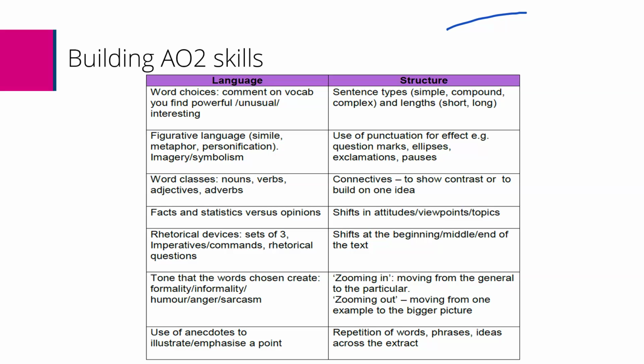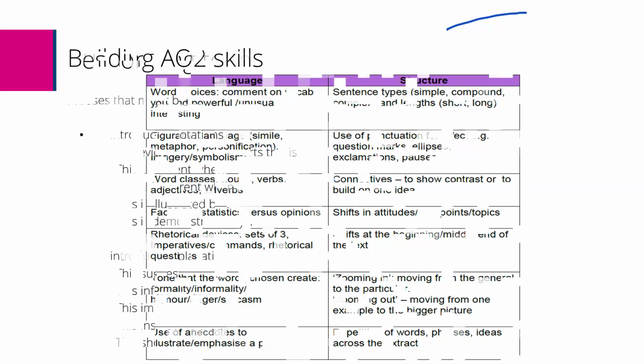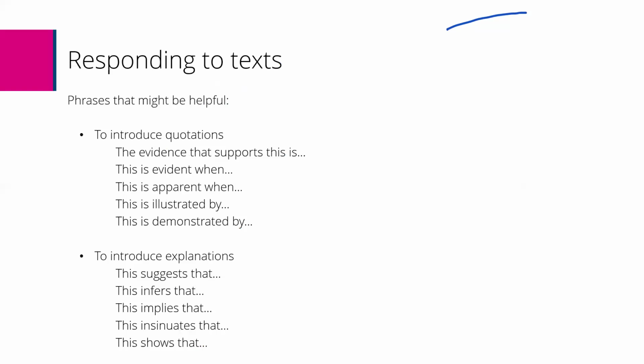So thinking about some useful phrases that students can use when they're responding particularly to these AO2 questions, which we'll look at in a minute. Here are some useful phrases that they'll be able to use. So teaching phrases like this and openers can help students to formulate responses and keep them really focused on the question. So things like: the evidence that supports this is evident when, this is apparent when, this is illustrated when, demonstrated by. That's the kind of thing they use when they're using a quotation.